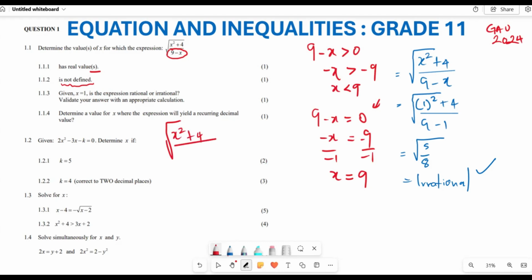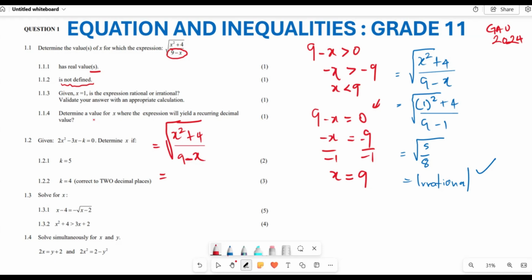This is divided by 9 subtract x. Now, where is this going to yield a recurring decimal value? When you do this, can you see that here you need to have perfect square numbers, where you're going to have recurring decimals?